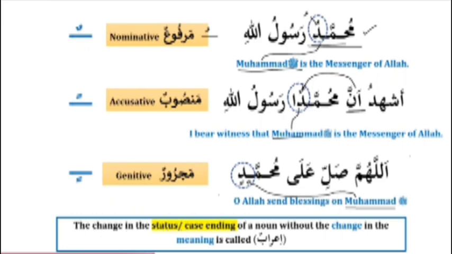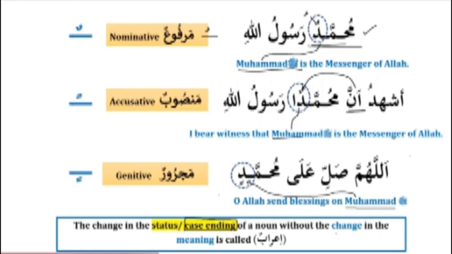So basically, the real meaning of i'rab is the change in the status, or the change in the case ending of a noun. The change in the case ending of a noun without the change in the meaning is called i'rab. That is the meaning that you should know. That the ending of the noun will change, but the meaning will not change. The meaning will remain the same.